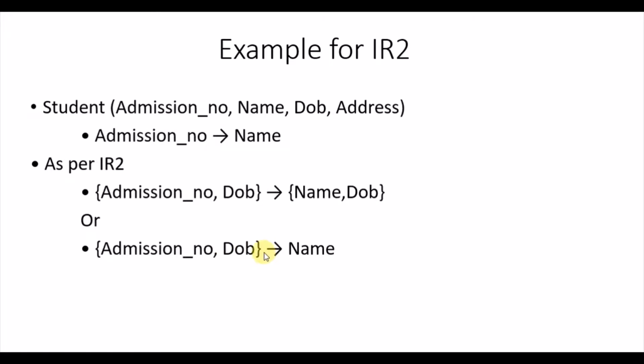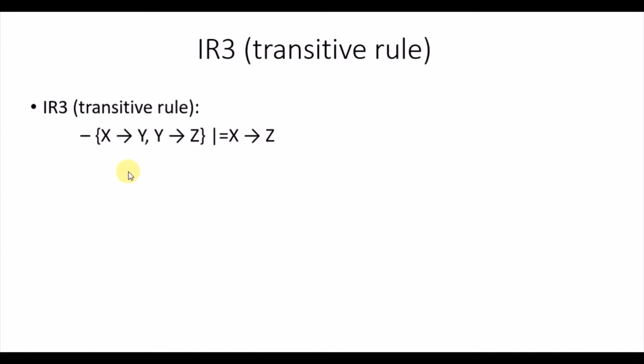Next we'll see the third inference rule, that is the transitive rule. We are familiar with this transitive rule. IR3 is known as the transitive rule. There you have X determines Y and Y determines Z. So you can infer from this that X determines Z. That is known as the transitive rule: X determines Y, Y determines Z, so X determines Z.